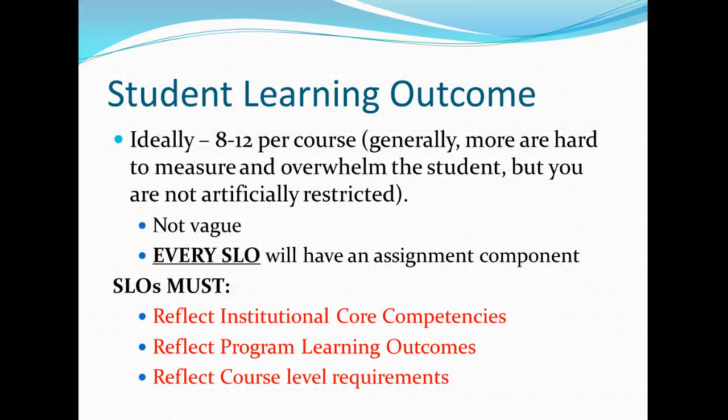Ideally, you're going to have about 8 to 12 student learning outcomes per course. Generally, more are hard to measure. Keep in mind that you are going to have to write a proficiency descriptor for each SLO. We don't want to artificially restrict you, but each SLO is only going to be measured one time in the course, although you will be using an SLO from the module for the discussion board. So you will select one SLO from that module for the discussion board.